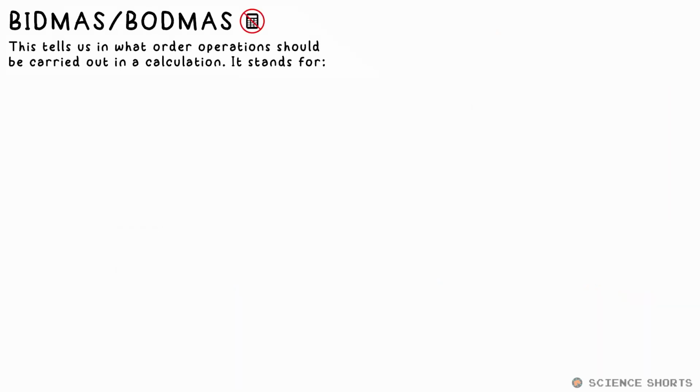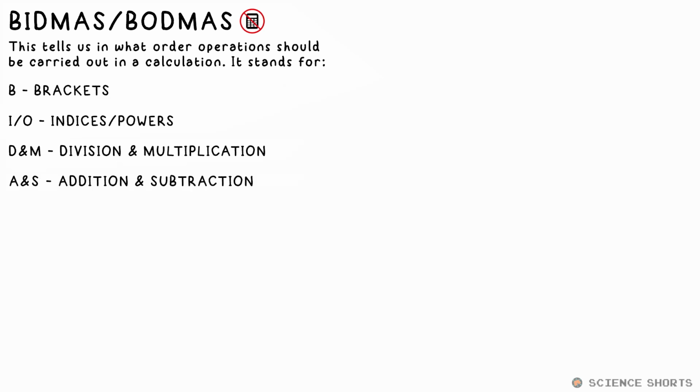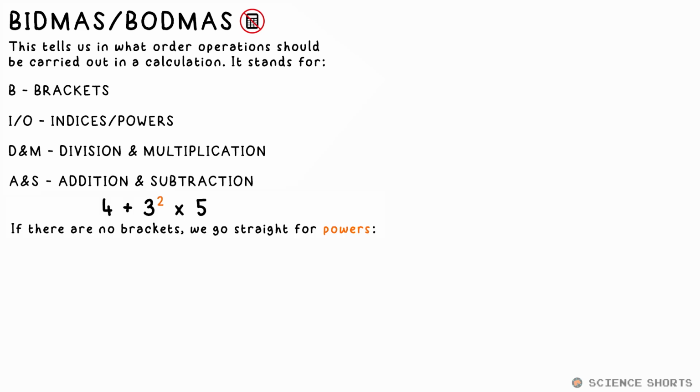BIDMAS or BODMAS, this refers to the order that you must do operations in, that is plus, minus, times, divide, when you have a combination of them in a calculation. It goes in this order: brackets, powers or indices, divide and multiply, then add and subtract. If there's anything inside brackets, you always do that first. A power on a number is also called an index.